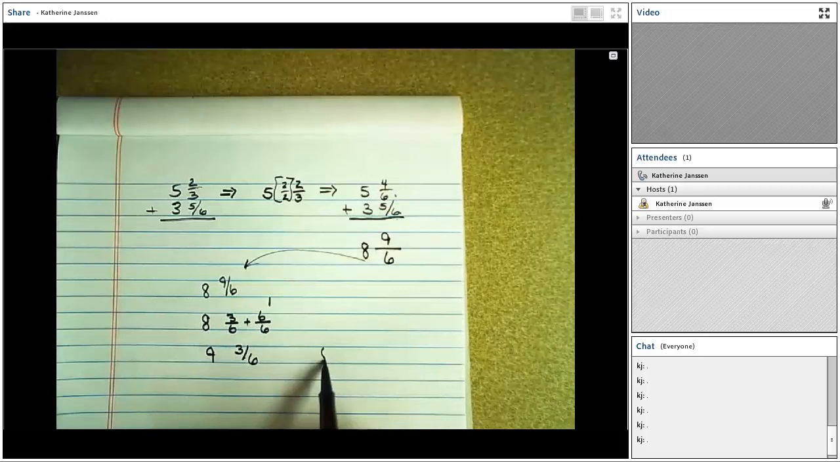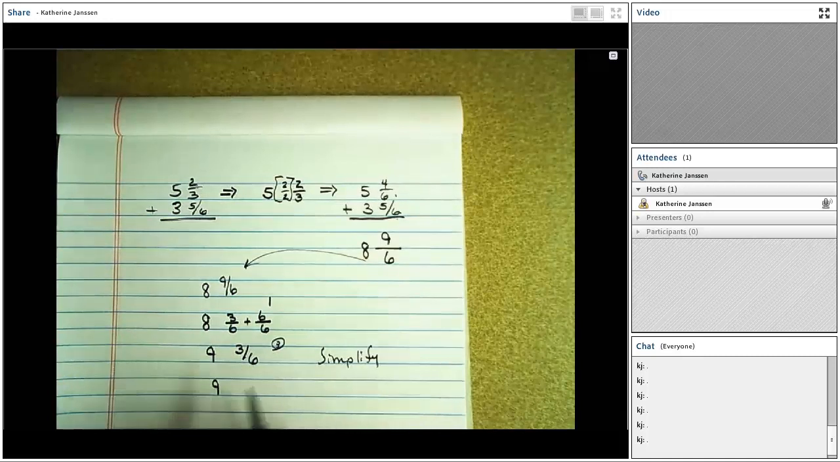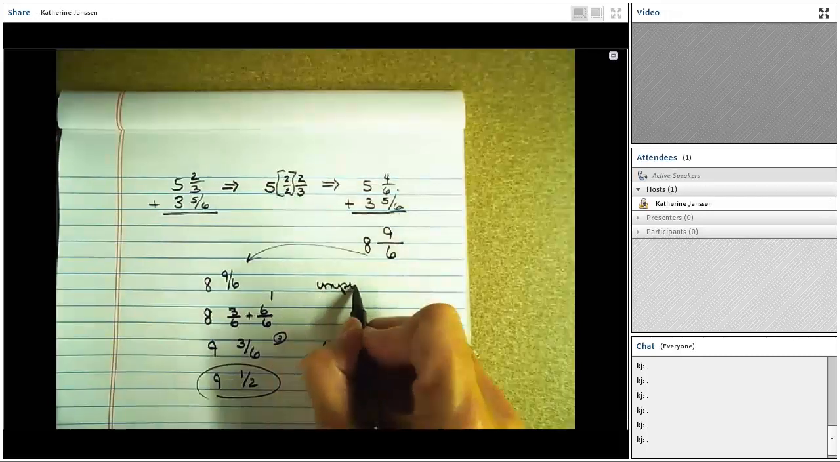And of course, we look to simplify. And 3 will go into 3 and 6 evenly. 3 goes into 3 once, and 3 goes into 6 twice. So my answer is 9 1/2.